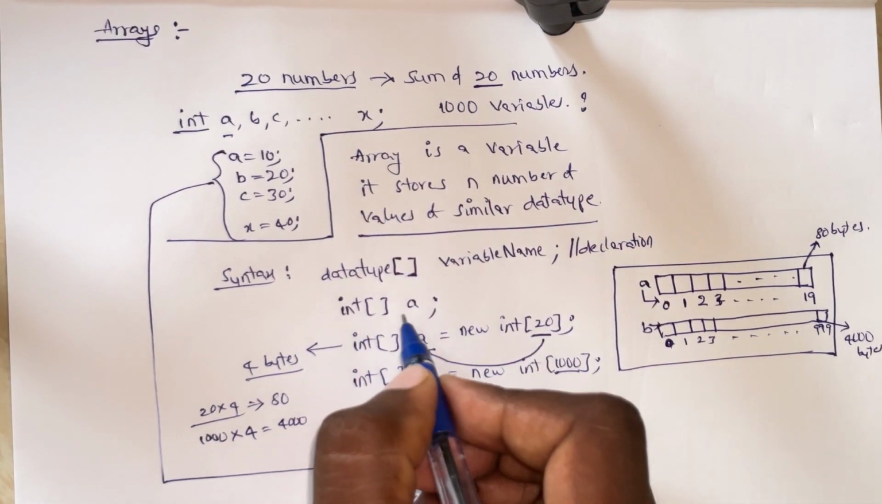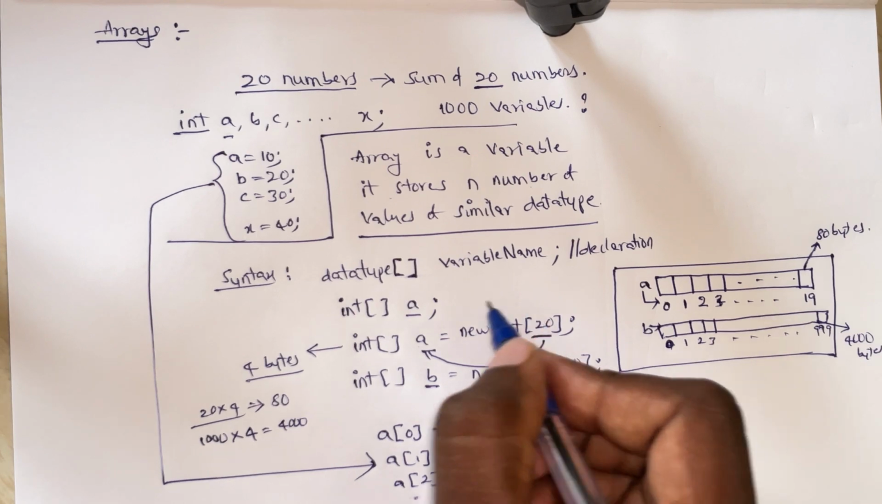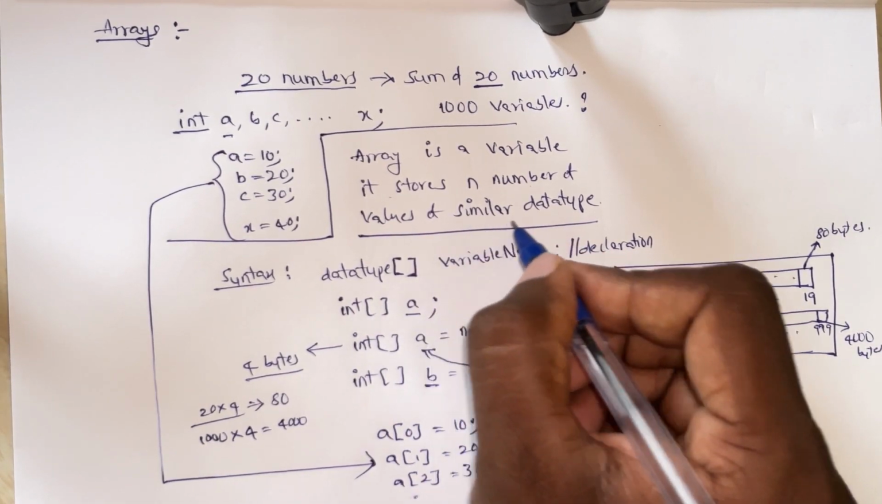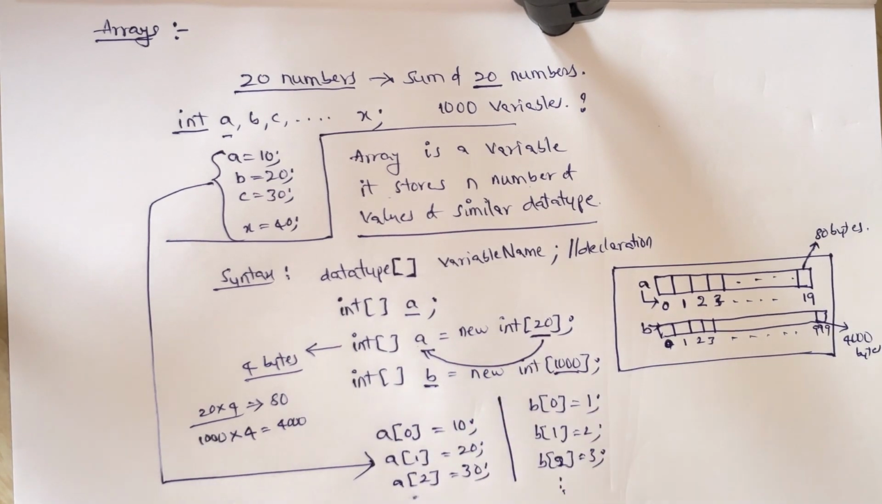An array is a variable. It stores n number of values of similar data types. So it should be the same data type. It is going to store the same data type for 20 variables.